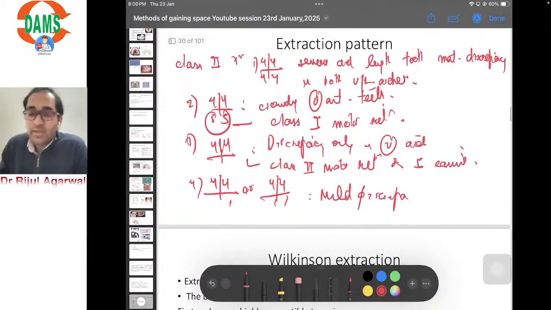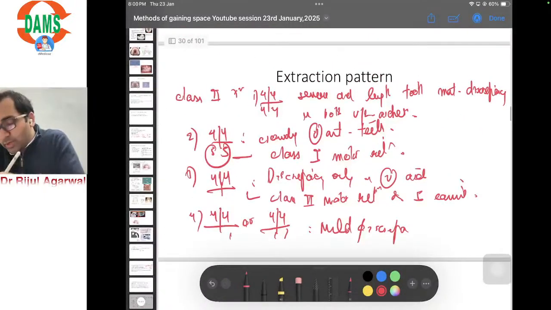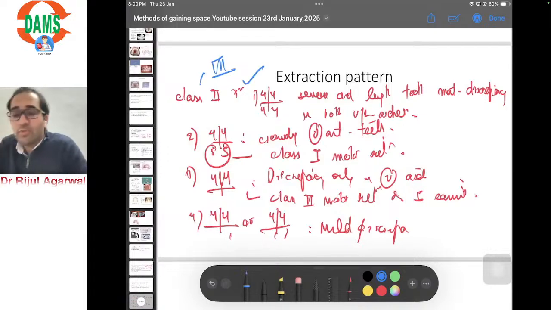So similarly there is a class 3 extraction pattern as well. So class 3, what will we have? I'll just write it with a different ink. So class 3, first scenario is the same, all 4 extraction in class 3, when there's severe arch length tooth material discrepancy in both arches.